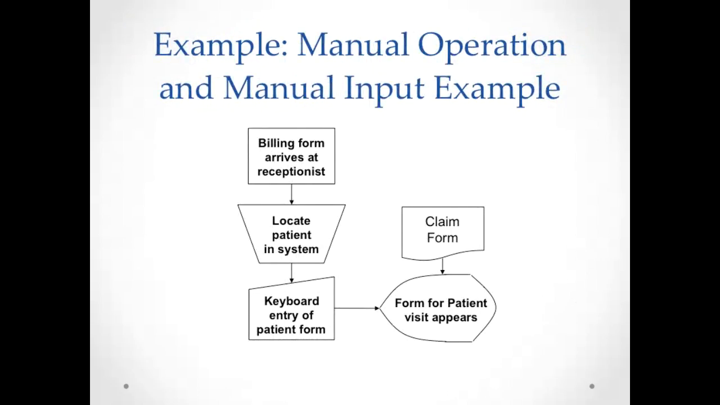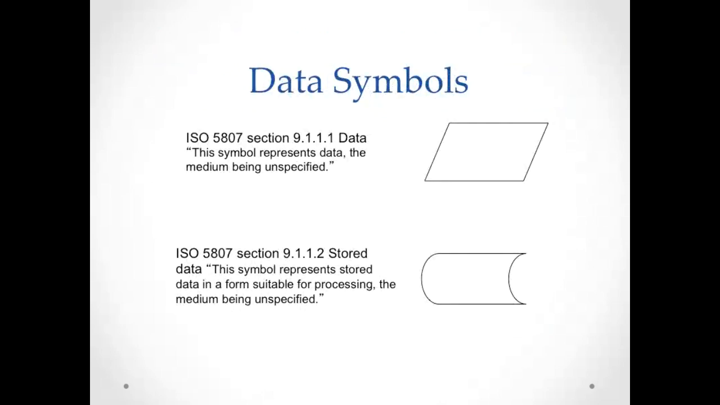So this is an example. There's a billing form that arrives at the receptionist, and the receptionist locates the patient in the system for a manual process. Then there's key entry of the patient form, which is manual data entry, and that key entry is done on the form that appears on the computer screen. And the actual claim form is the input into that. So that's how you might use some of those. I rarely use these other symbols. It's mainly on the earlier slide with just a few symbols on it. Those are really the main ones that people use today.